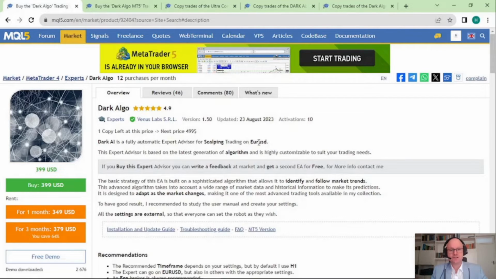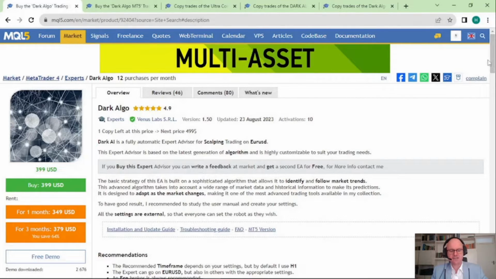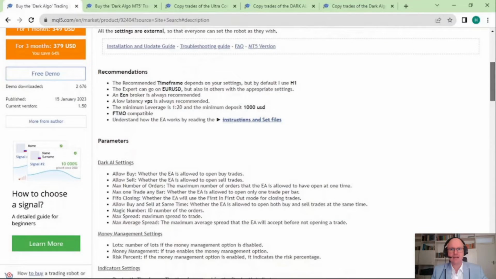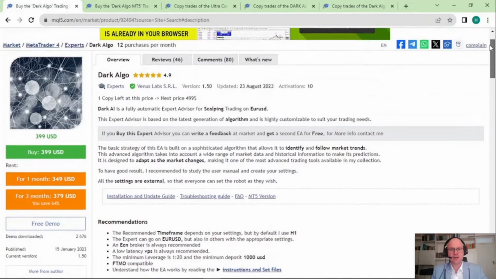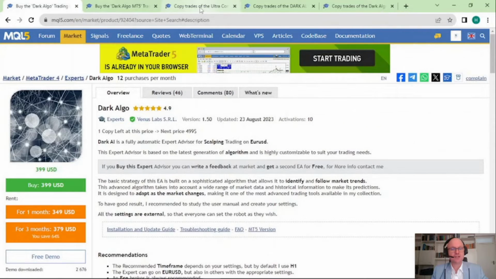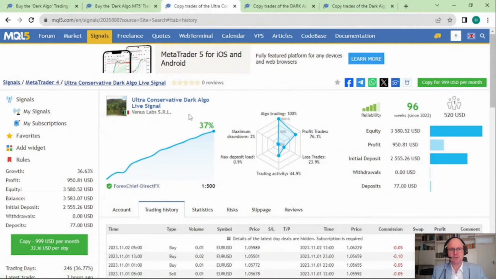The expert advisor uses the stochastic indicator to determine the relationship between the main line and the signal line to determine the trend. The recommended time frame for the expert advisor is the H1 time frame, and it can be traded on the EURUSD Forex pair as well as multiple others. It is recommended to use a minimum deposit of $1,000, and as always with expert advisors, it's recommended to use a low latency VPS so that it's constantly connected to the market.